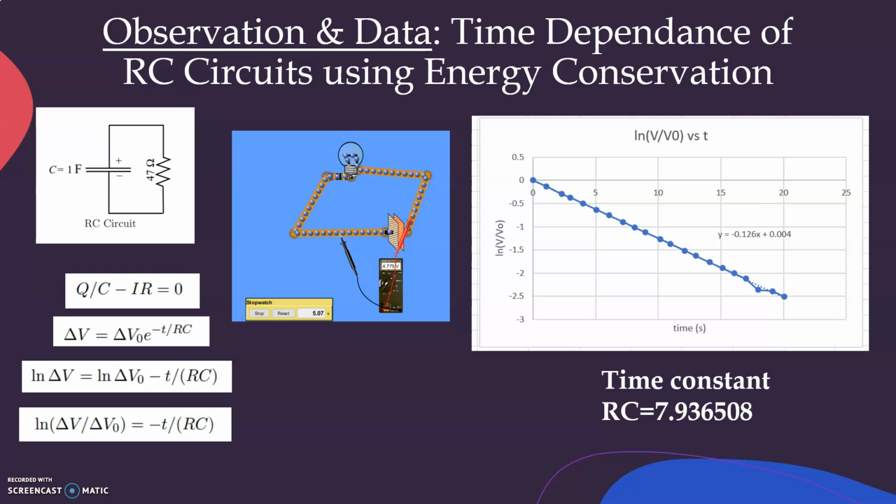So it started out with 9 volts because it had been charged with a 9-volt battery, and then as time went by, the change in voltage decreased as the charge that was built up on the capacitor began to flow. When this is plotted, the ln of the change in voltage over the initial change, you get a linear line with the slope being 1 over RC, which is called the time constant. In my experiment, I measured the time constant to be 7.94.